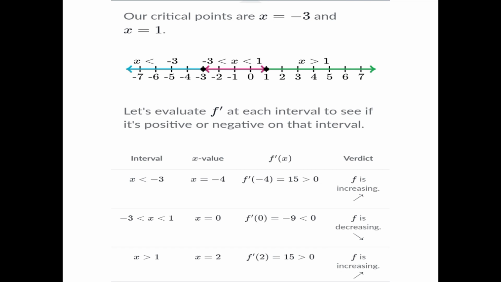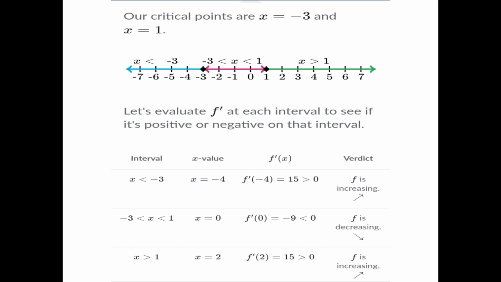x equals 1. Because we have these two critical points, we shall have 3 intervals. Interval 1, when x is less than minus 3. Interval 2, when x is between minus 3 and 1, with minus 3 and 1 excluded. Interval 3, when x is greater than 1. For interval 1, x is less than minus 3, we pick an x value.